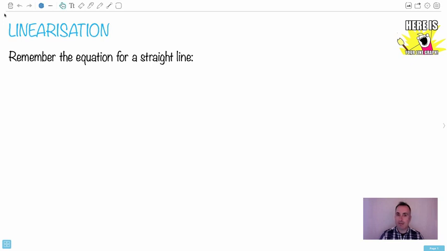So this idea of linearization really hinges upon this word linear. And linear means line. So what I'm going to do is really focus on lines here. Do you remember the equation for a straight line? Remember this from math. It goes y equals mx plus, now some people use b, some people use c. It doesn't matter. So this is the equation of a straight line.